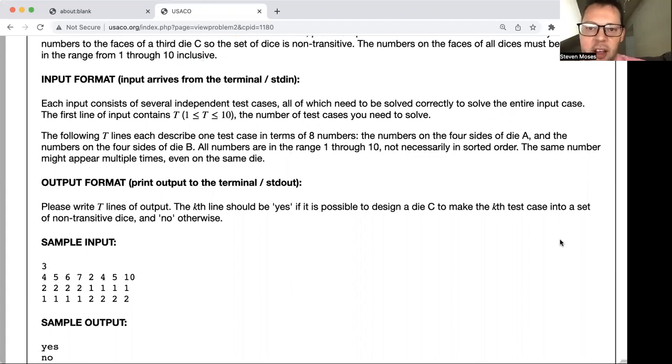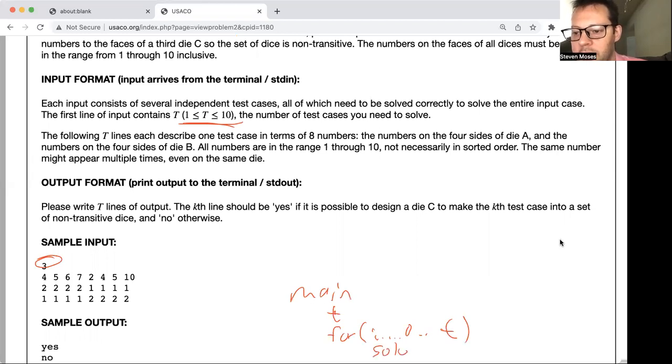the entire input case. The first line of input contains T, 1 through 10. So this is another one with a bunch of test cases. And again, I think I've mentioned this in some other videos, but the best way to deal with these test cases is in your main, assuming you're in Java or C++, just read in whatever your T value is from input, and then just make a for loop that goes from 0 up to T. And in there, call a solve function. And then do all of what you would usually do in your main function in your solve function.